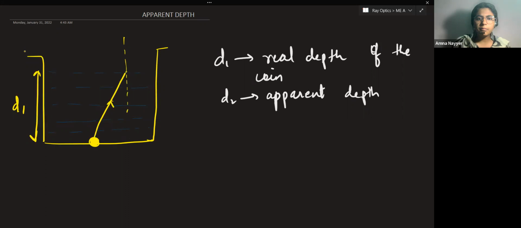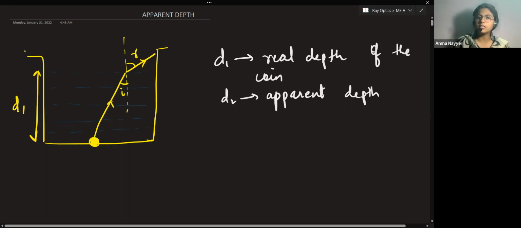Now some refraction will occur over here. This is the angle of incidence. This is the angle of refraction. Right? Now your eyes do not see something that is bent.